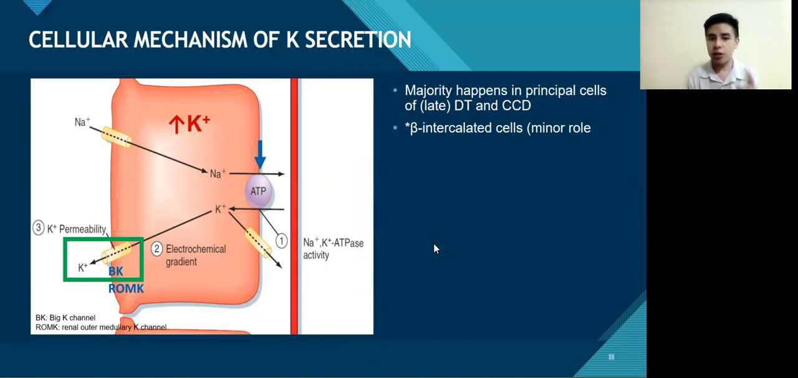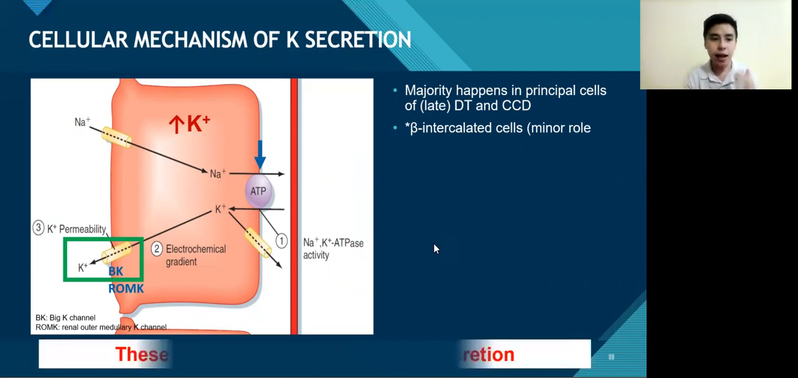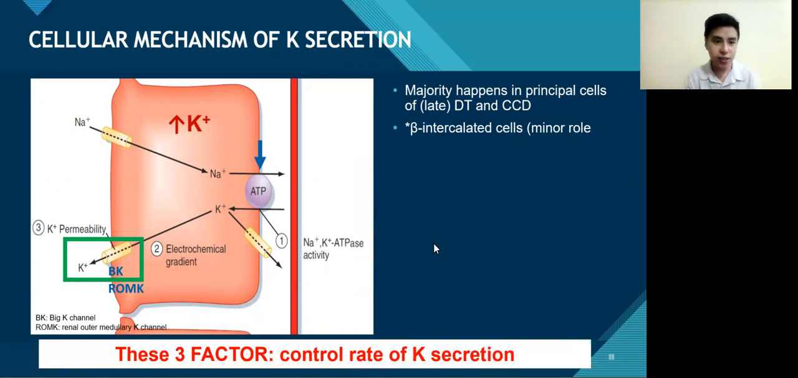This potassium channel, we call it BK or ROMK. BK stands for big potassium, not Burger King, but big potassium channel. ROMK stands for renal outer medullary potassium channel. Okay? So these are the three factors that control the rate of potassium secretion. If any one of them is affected, it can lead to a problem with potassium secretion.